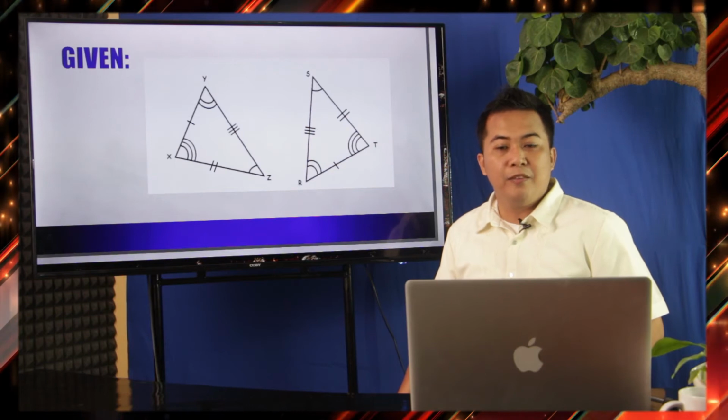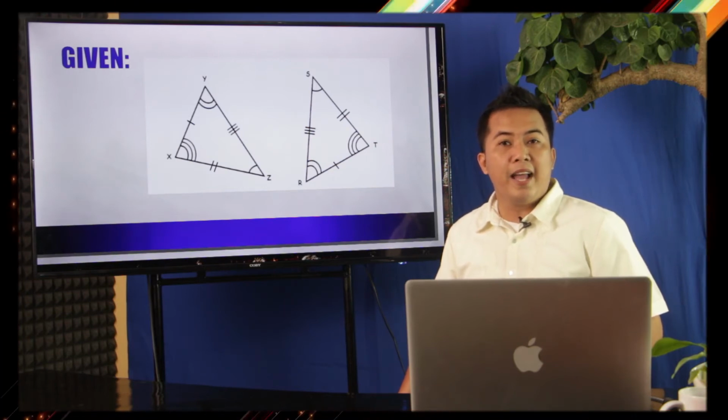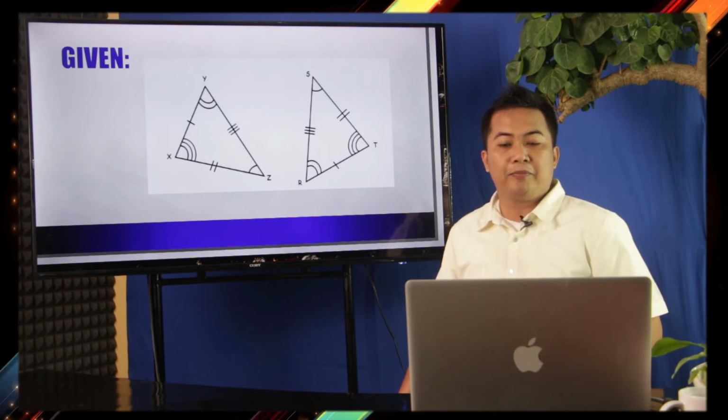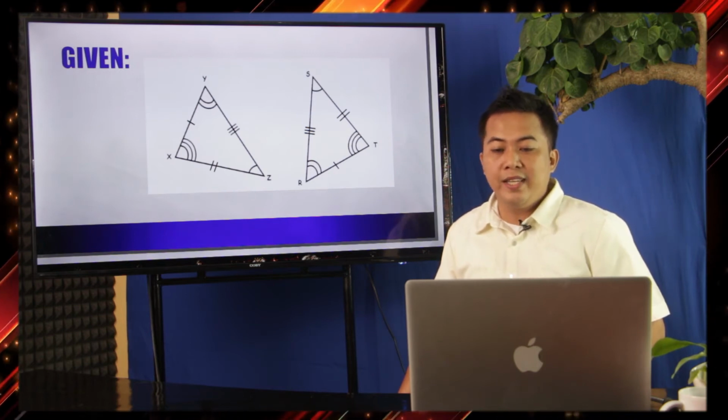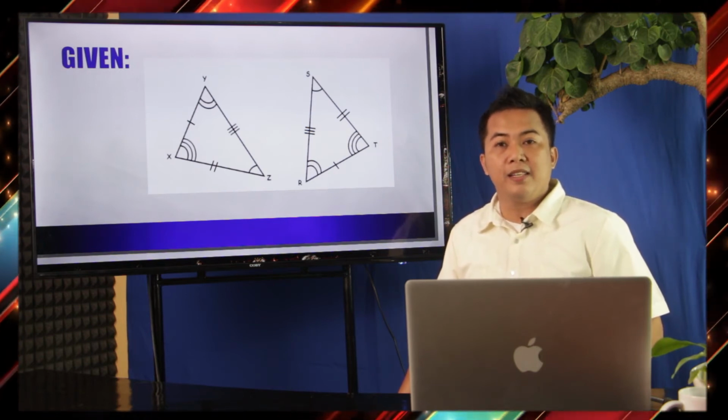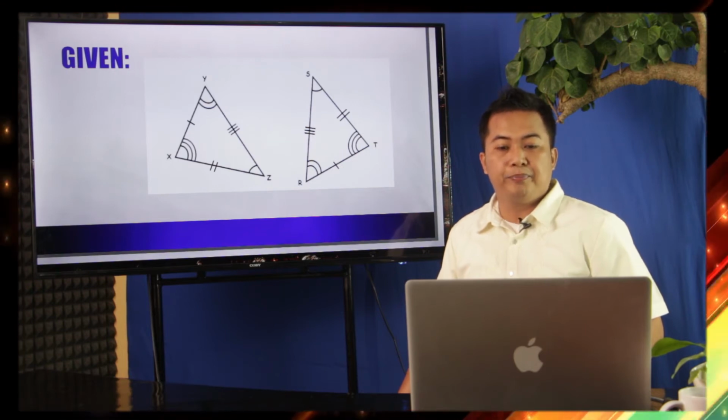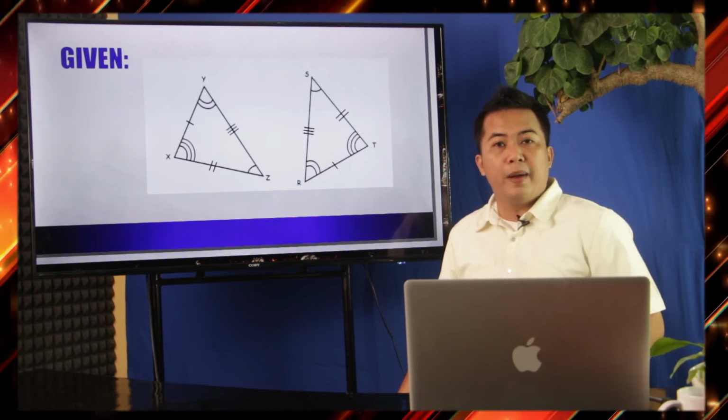Side XZ has the same marking as side ST. Side YZ has the same markings as RS. How about for corresponding angles?